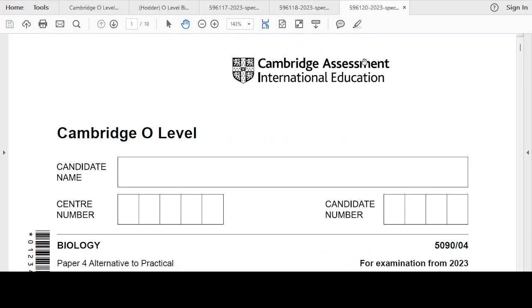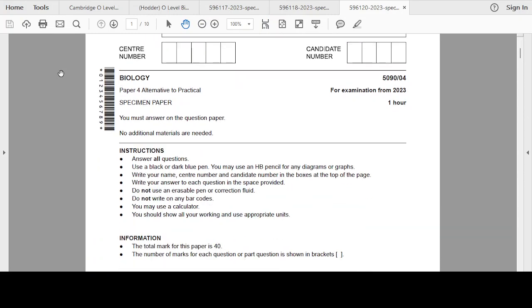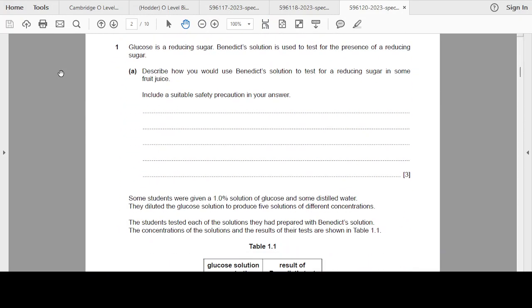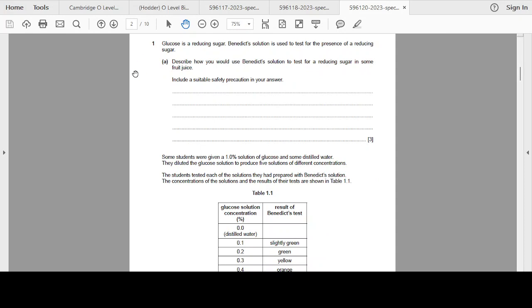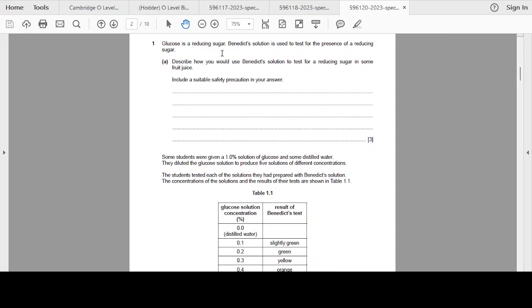Now, paper four, which had so much information in the syllabus. So let's see what we have over here. So first up, they're giving you an experimental situation regarding reducing sugars apparently in Benedict solution. So you can see, include a suitable safety precaution in your answer, right? Describe how you would use the solution. So how you would use the solution, a safety precaution, 3 marks. So two uses and one safety precaution. That's how it would work.